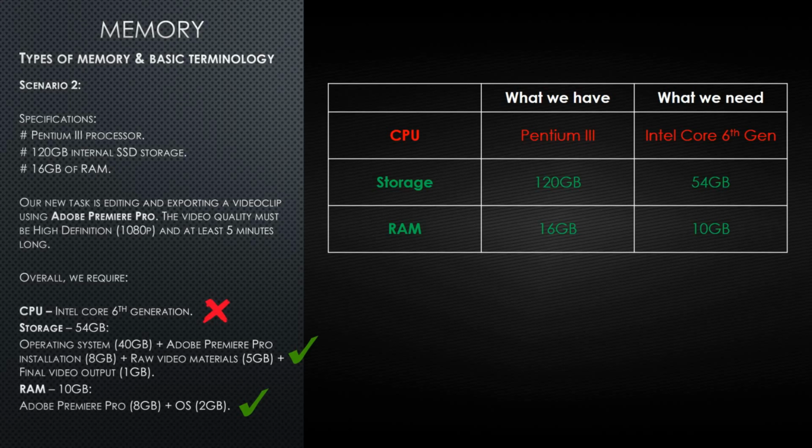And finally, we have more than enough system memory to run both the basic operating system services and Adobe Premiere itself. The RAM requirements are 10 gigabytes for the OS and Adobe Premiere alone, leaving us 6 gigabytes of spare memory to play around with.